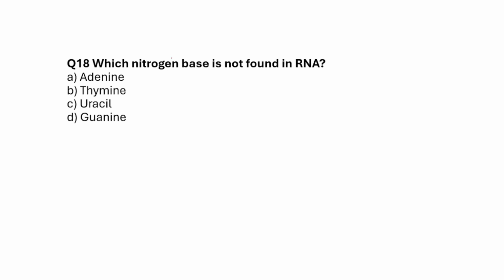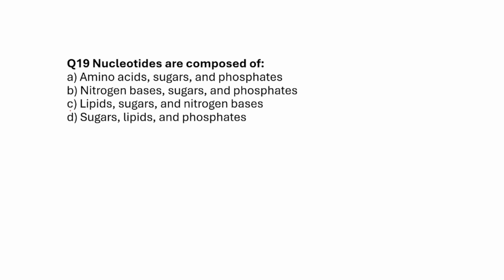Which nitrogen base is not found in RNA? Adenine, thymine, uracil, guanine. Adenine yes, thymine no, uracil yes, and guanine yes. So the correct answer is thymine.